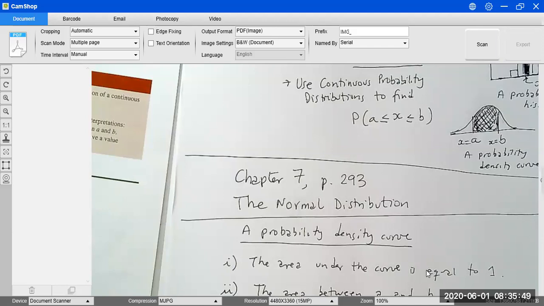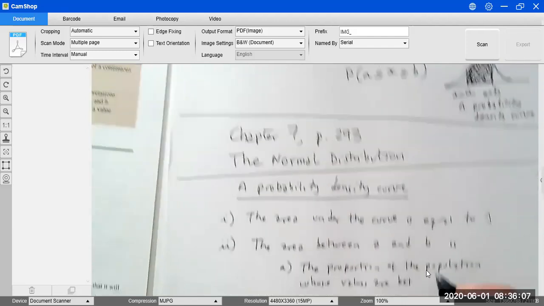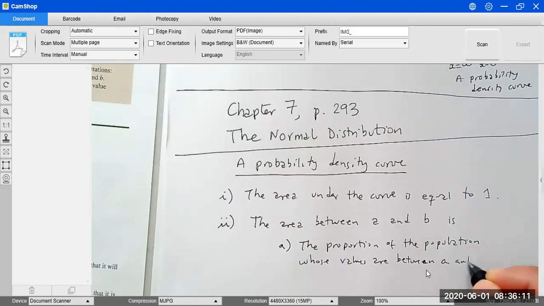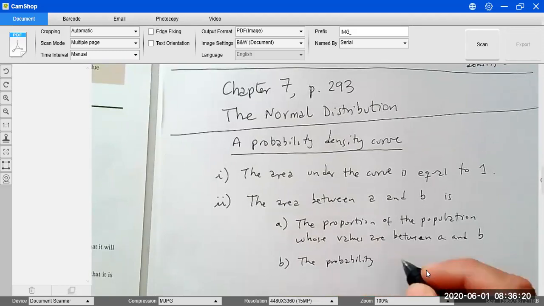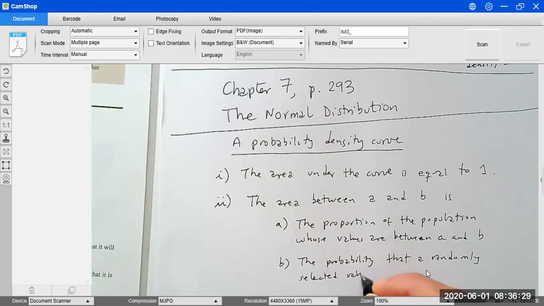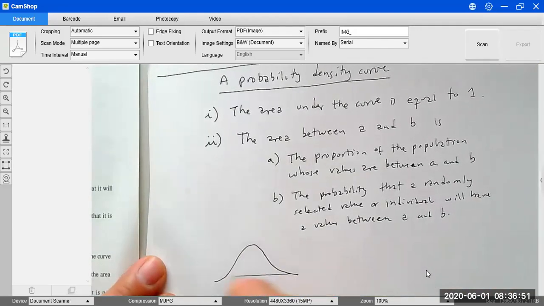is the proportion of the population whose values are between A and B, or it is the probability that a randomly selected value or individual will have a value between A and B. So you have here your probability density curve.